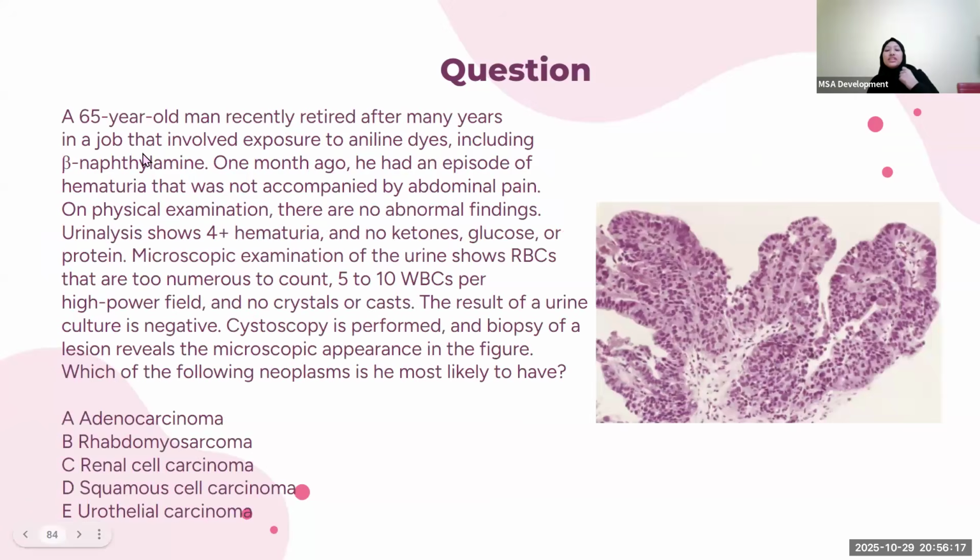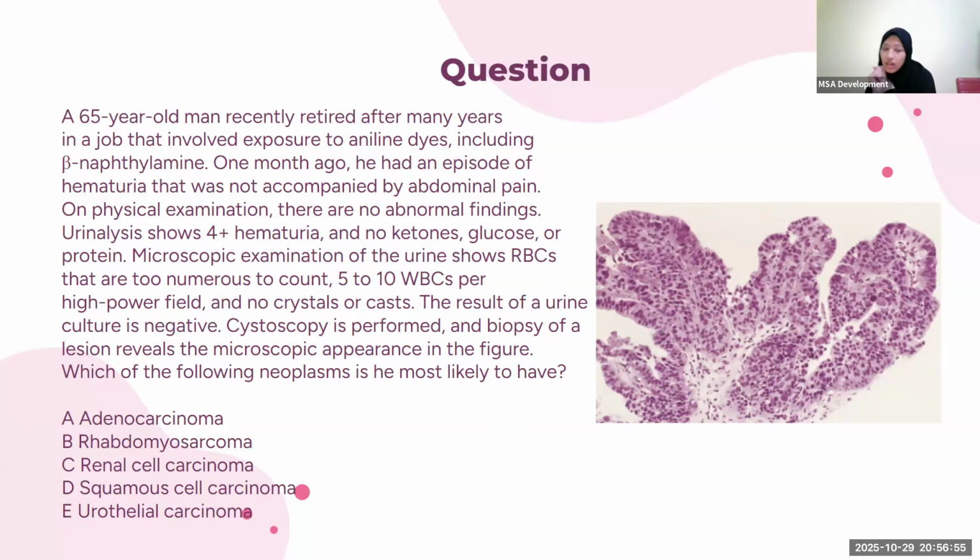A 65-year-old man recently retired after many years in a job involving exposure to aniline dyes, including naphthylamine. 1 month ago, he had an episode of hematuria that was not accompanied by abdominal pain. No abnormal findings. Urine analysis shows 4+ hematuria, so blood, shows RBCs. Microscopic exam shows RBCs, 5 to 10 WBCs, no crystal, no cast. The result of urine culture is negative, so not infection. Cystoscopy is performed and biopsy is obtained. Which of the following neoplasms is he most likely to have?